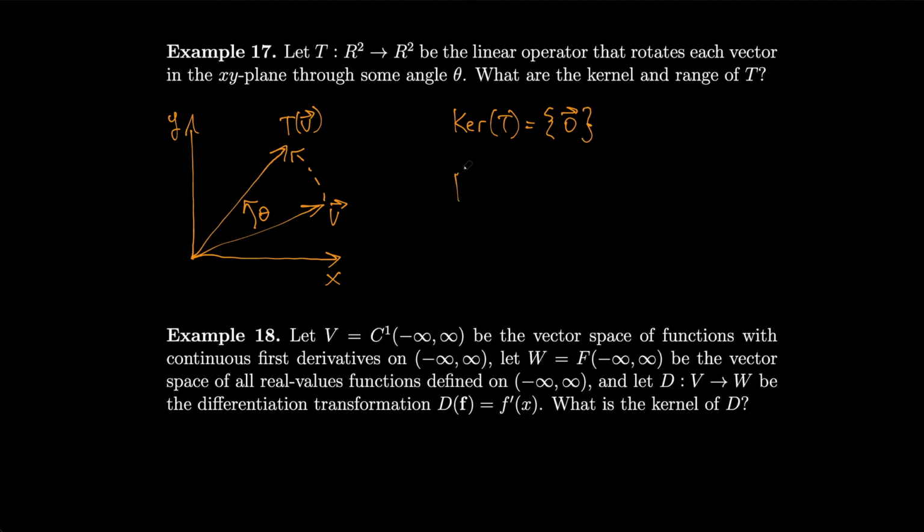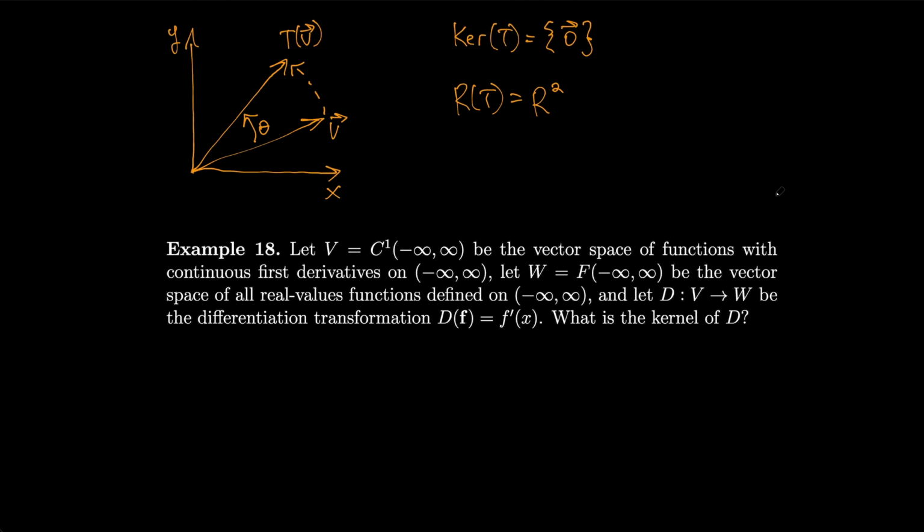Okay, what about the range? Well, by rotating one vector by some theta, I could get to anywhere else I wanted to in all of R2, right? If I wanted to get to a different one, I would just rotate a different vector. So the range is all of R2. I can get everywhere.